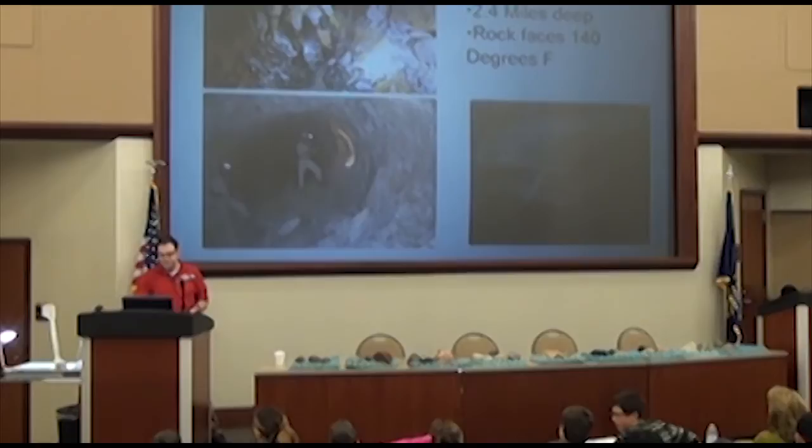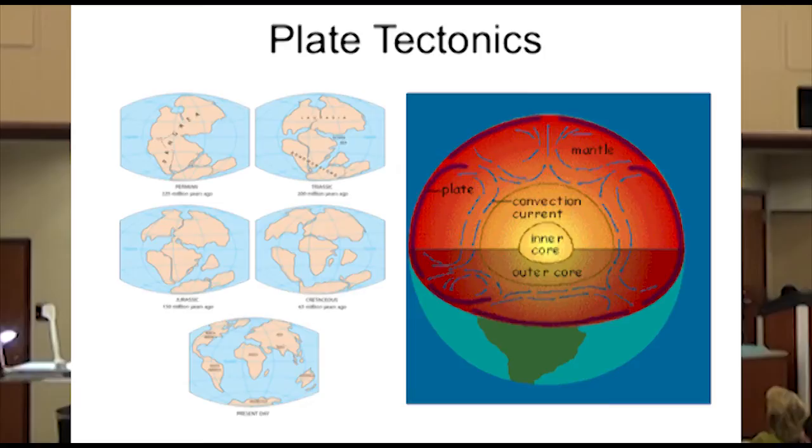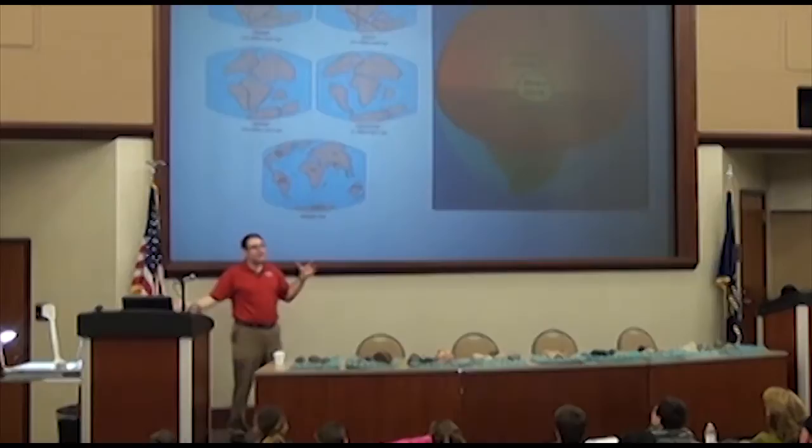So how does the Earth work? The Earth works with plate tectonics, is what we call it. Okay? So there are these floating plates of rock on the outside of the Earth that are being pulled and dragged around by these convection cells inside the mantle.